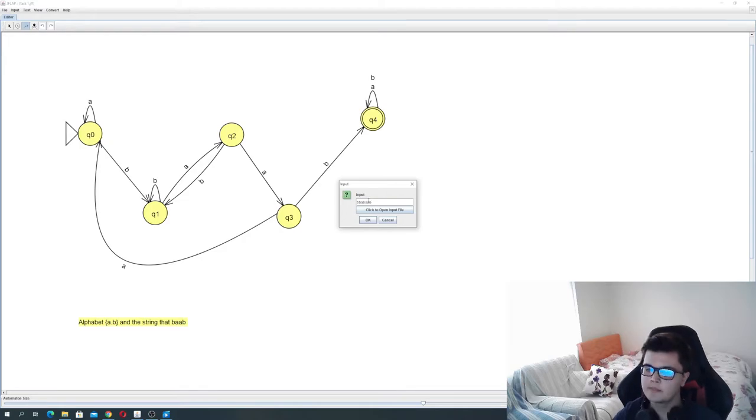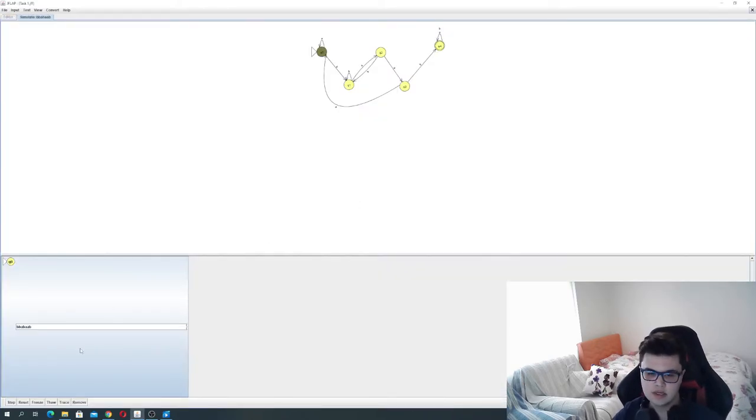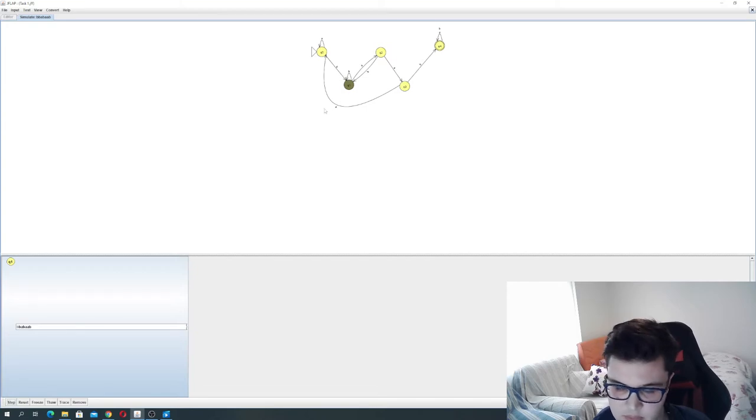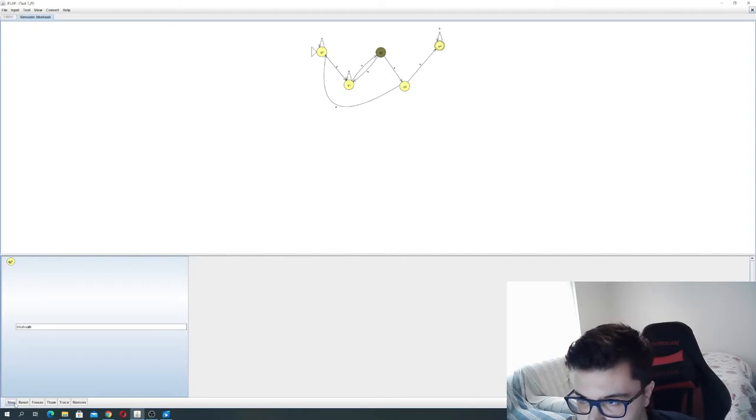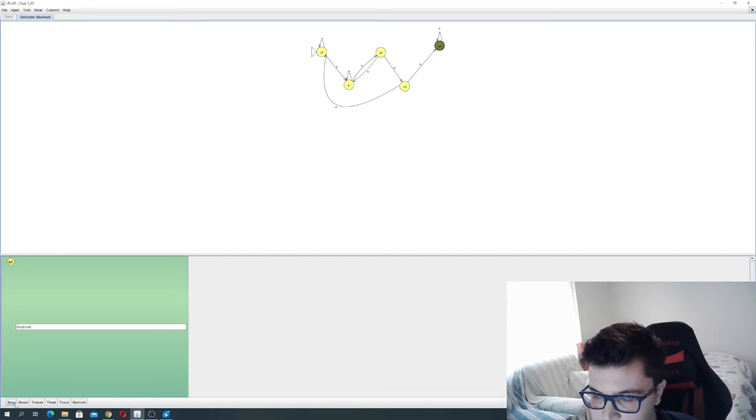B B A B A B. Okay. We start with Q0, which is our initial state. Then we set B to Q1, B to Q1 again, A to Q2, B to Q1, A to Q2, A to Q3. And B to Q4, which is our final state.